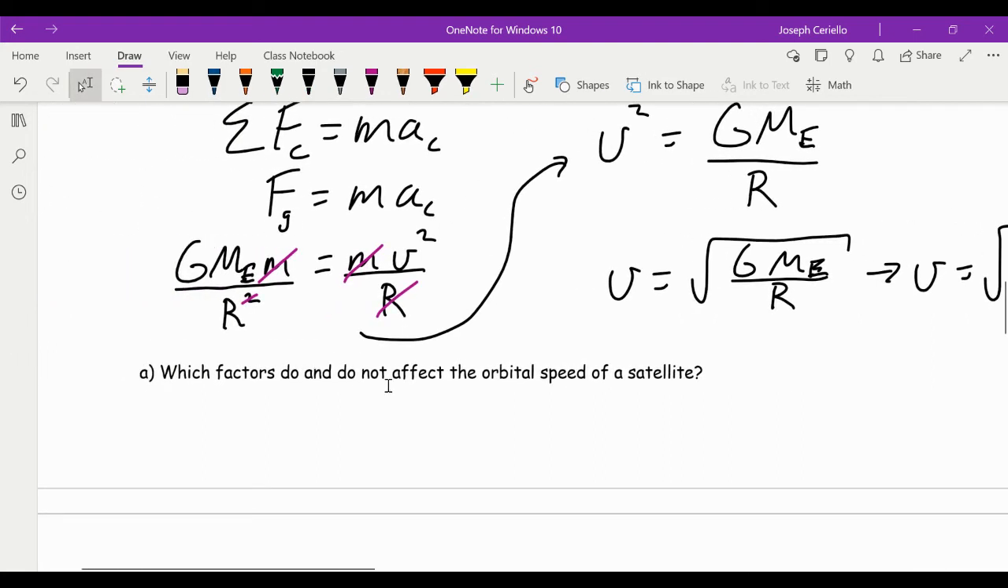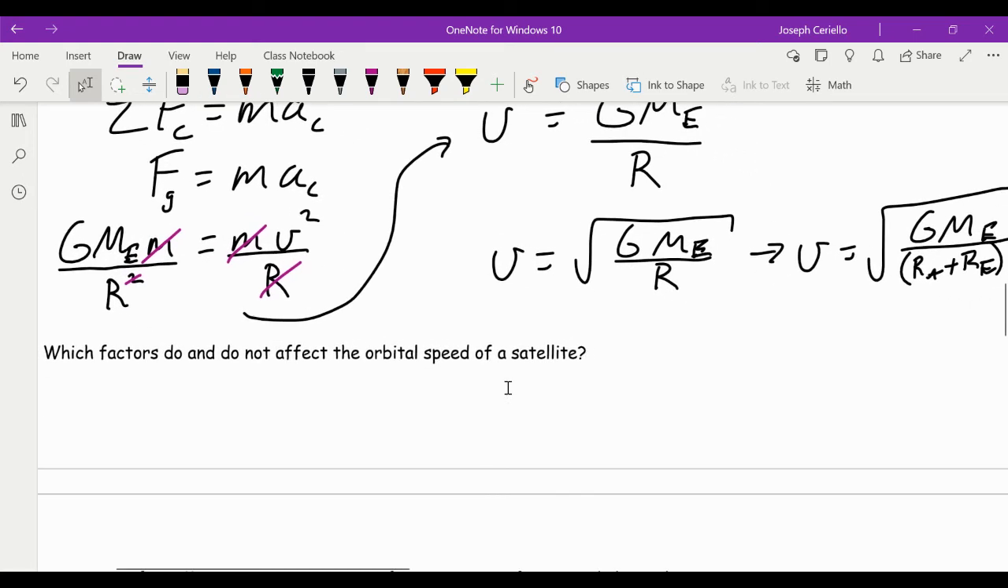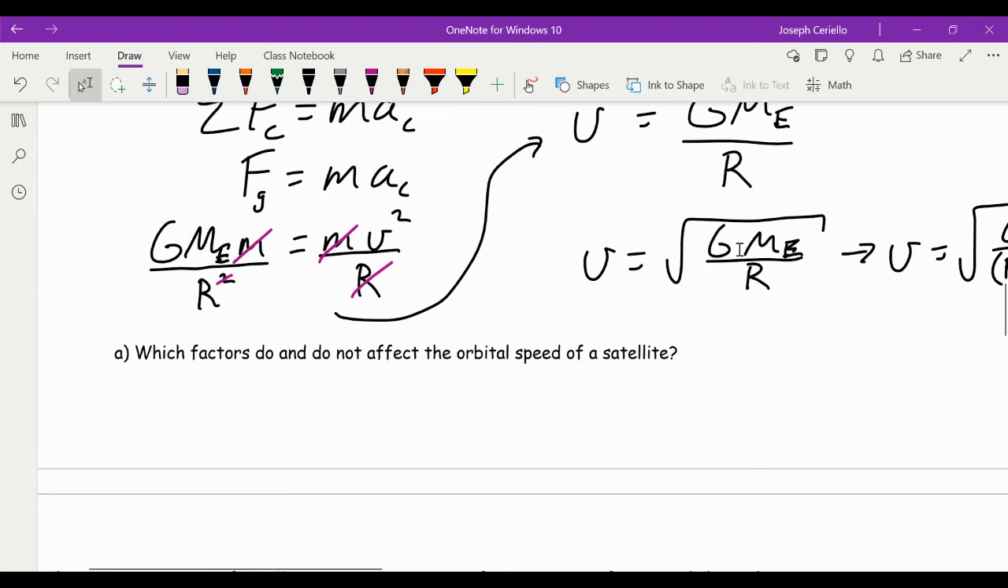So what factors do and do not affect the orbital speed of the satellite? Well, big G, but we're not going to talk about that. The mass of the Earth, or the mass of whatever you are orbiting, and the radius of your orbit. If the mass is bigger, you have to be going faster. That makes sense because if the mass is bigger, it's pulling you with more force, right? The force of gravity equation tells us that if mass is bigger, there's more force. So if it's pulling you with more force, you're going to move faster to avoid hitting the planet. If r is bigger, v is smaller.